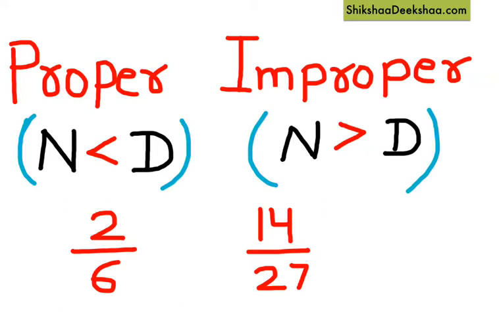But if we have something like this, then we call them improper fractions because now we have a numerator which is greater than the denominator. 12 is greater than 6 and 34 is greater than 27. So these kinds of fractions are known as improper fractions.